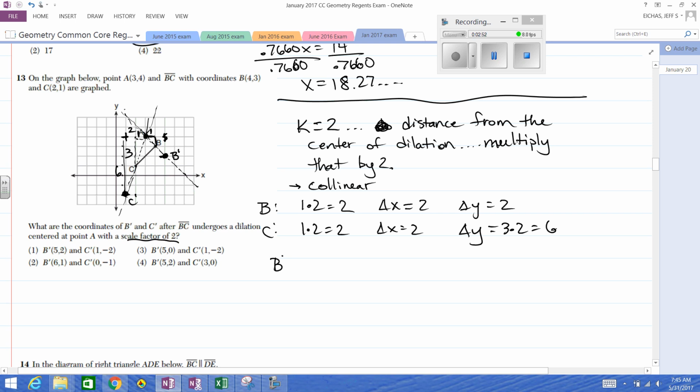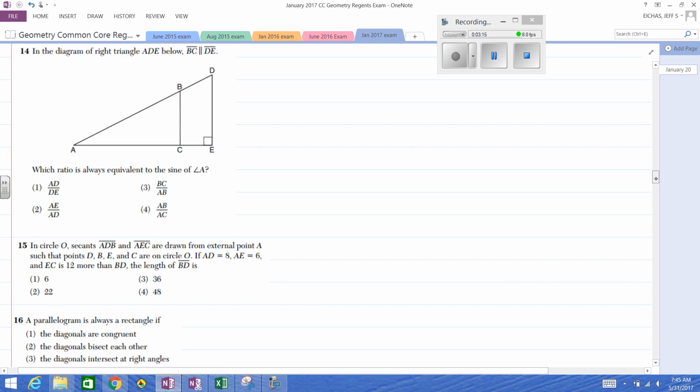All right, so B prime landed on, looks like 5, 2, from our origin. And it looks like C prime landed at 1, negative 2. So let's find that choice. For 13, it looks like, yeah, right there.